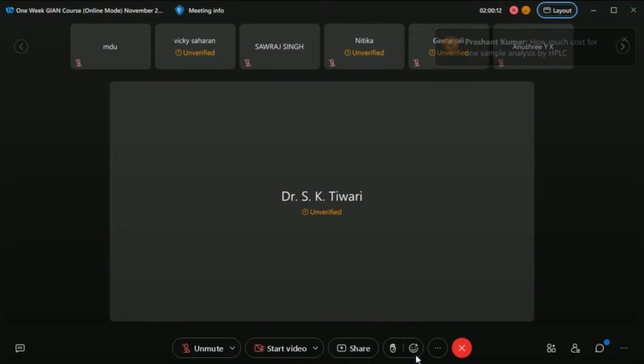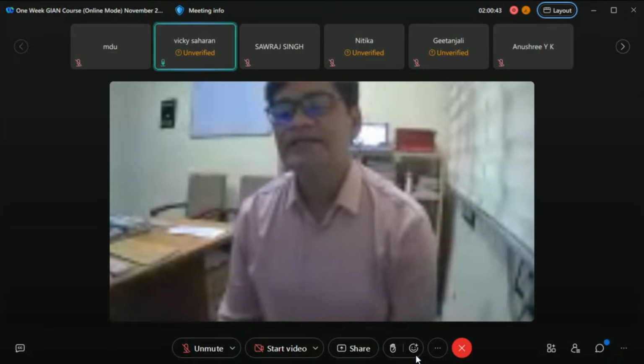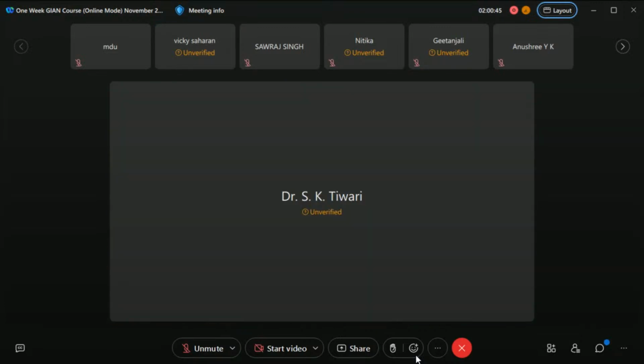How much cost for one sample analysis for HPLC? One student is asking, sir, what is the cost? Sir, it depends upon the sample quality and the sample system. If he is providing the mobile phase, then it is 400 per sample. If we have to purchase the mobile phase for that sample, it is 800 per sample. So it's very, very nominal. Yes. At a very nominal rate, you can learn, you can be trained, and you can do your sample also.